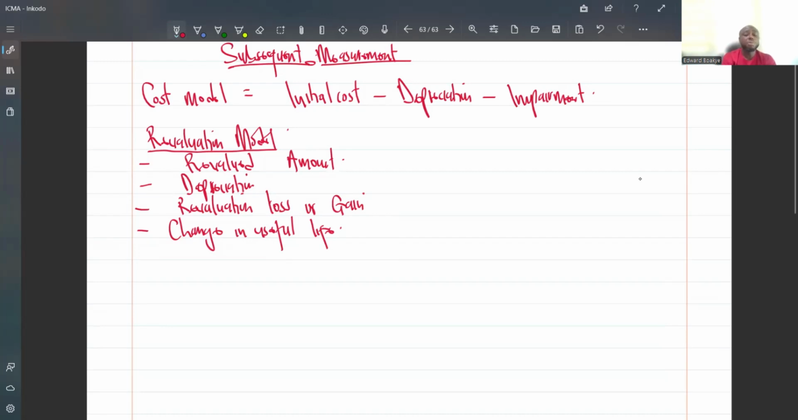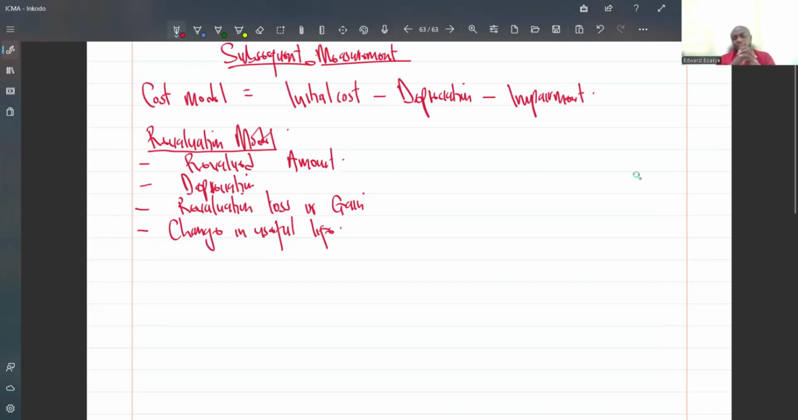So under the revaluation model, you get your revalued amount, you subtract what? Your depreciation. You subtract your depreciation. Now, if we were using, let's say, the cost, we have the cost, we've taken out our depreciation, then revaluation came in. After the revaluation came in, we compare the current amount that we have with the revalued amount. So that is what is going to give us the revaluation loss or the revaluation gain.